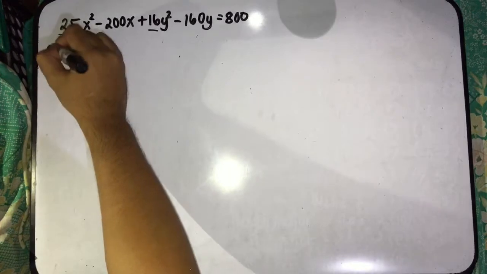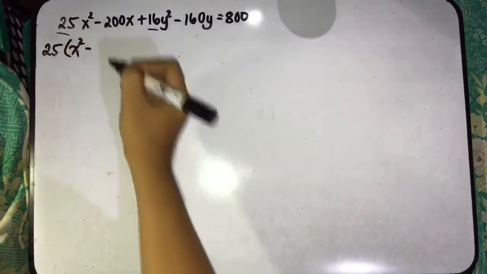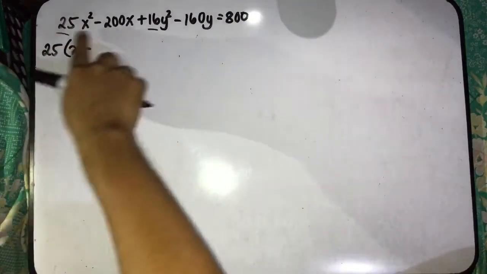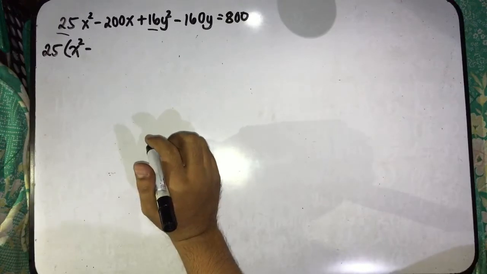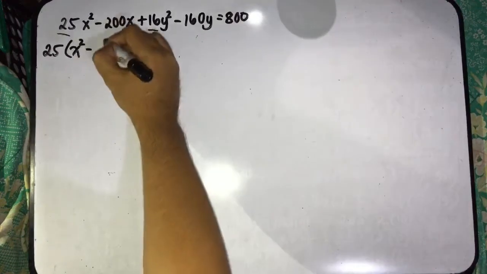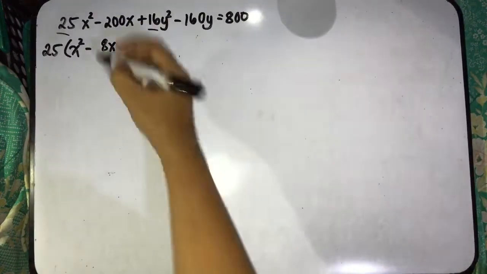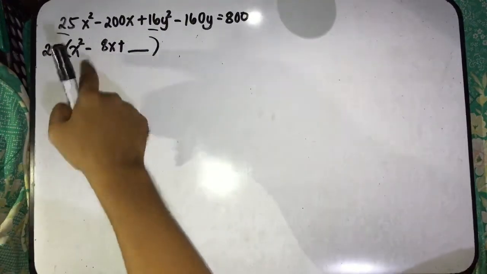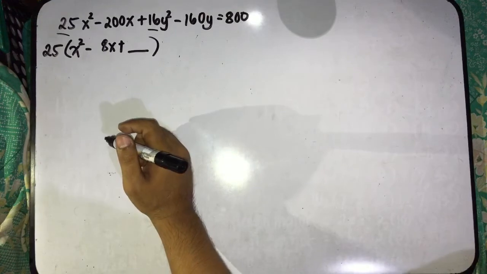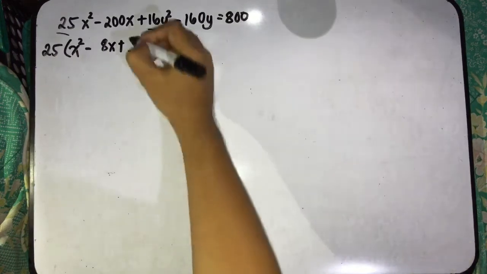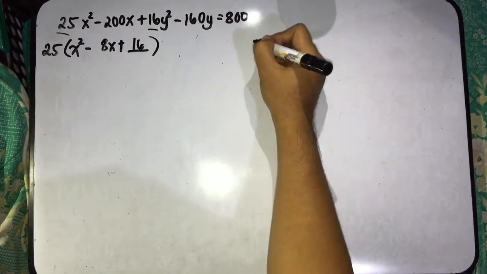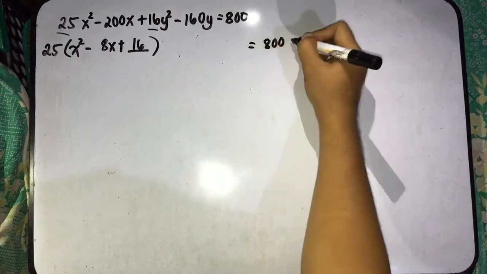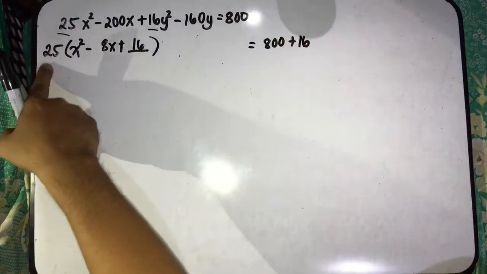So, that would be 25 times the quantity x squared minus, what is 200 divided by 25? That is 8x plus, so ano i-add natin ngayon sa kanya to complete the square? B over 2, so negative 8 divided by 2, negative 4 squared, which is 16. So this is now equal to 800 plus 16. Ano yung minultiply natin sa kanya?